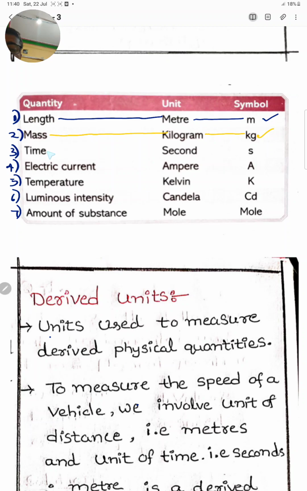Next, what is the unit of time here? Second. The symbol of second is small s.